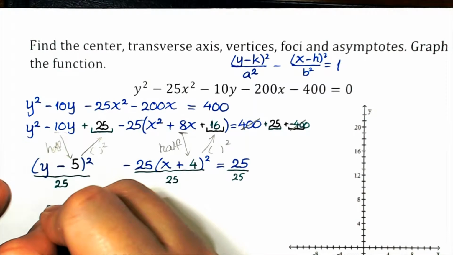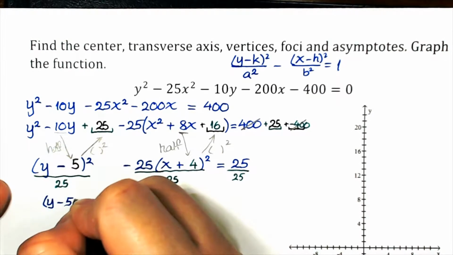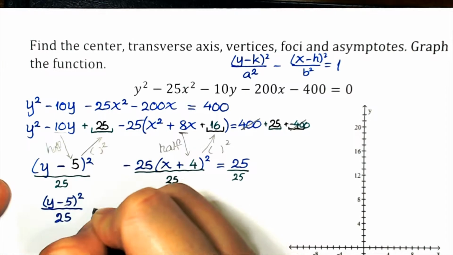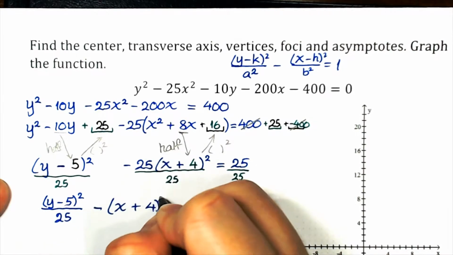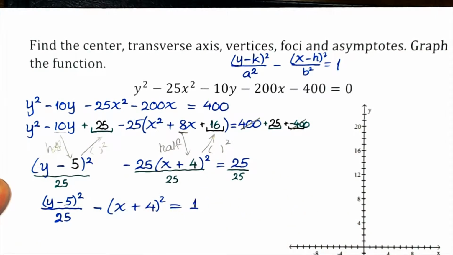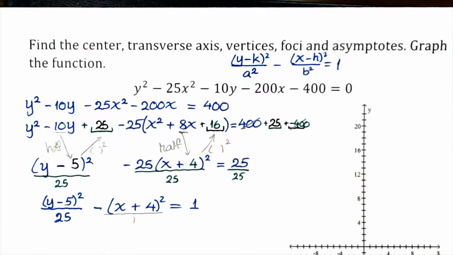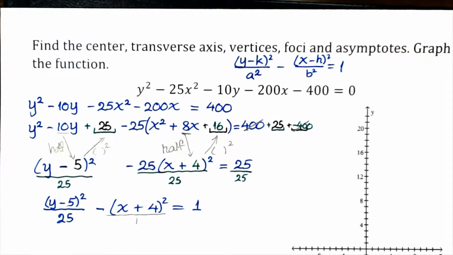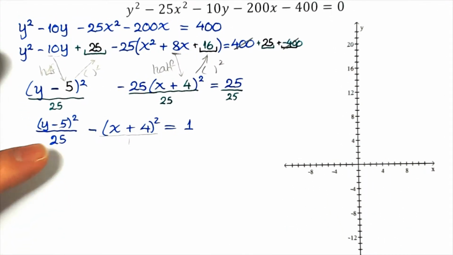So we will have (y minus 5) squared over 25 minus (x plus 4) squared. We can say over 1, that equal to 1. Just say that equal to 1 over 1. Right. So that is the equation of the hyperbola. We can get all the information about the hyperbola with that equation.